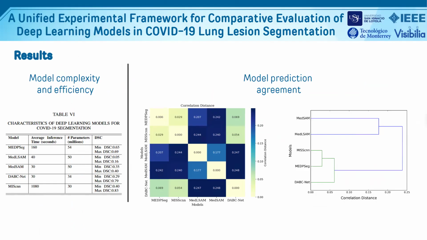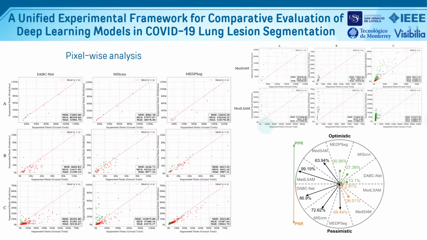By computing model prediction agreement, we identified 3 clusters of models: a first cluster composed of MEDSAM and MEDLSAM, the second MISNN and MEDPSEG, and the third DAPSenet. For pixel-wise analysis, we found that the most optimistic model tends to double the rate of false positive pixels in CTs. Also, pessimistic models tend to increase false negatives for the negative class at the pixel level by approximately 50%.